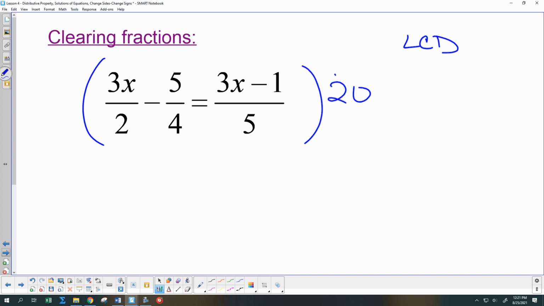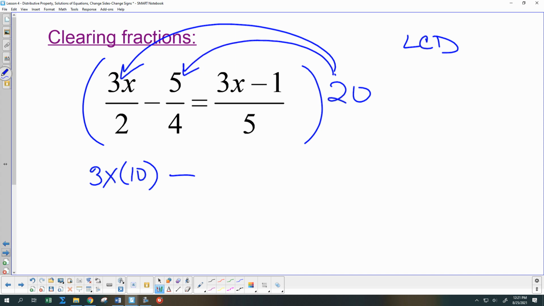So if we take the 20 times the first one, we still have the 3x, and the 20 over 2 becomes a 10. We have a minus. If we take the 20 times the 5 fourths, we still have a 5 in the numerator, but the 20 over the 4 becomes another 5. Now this is just one term, this is one long numerator. So I still have 3x minus 1, and I need to put parentheses around it because it had a plus or minus sign in there. I still have that numerator, and the 20 over 5 becomes a 4.